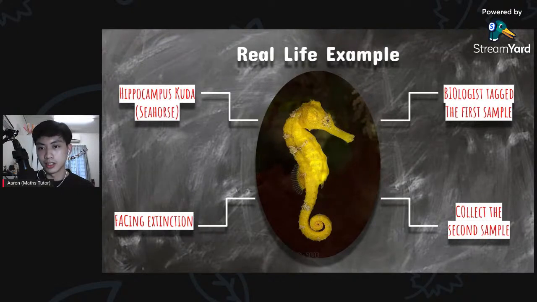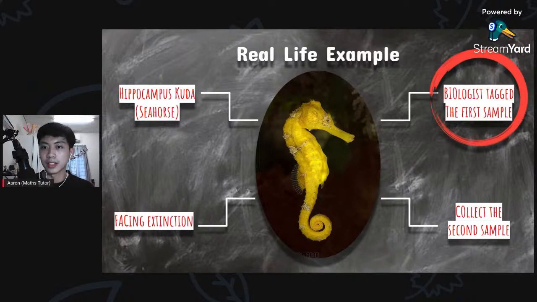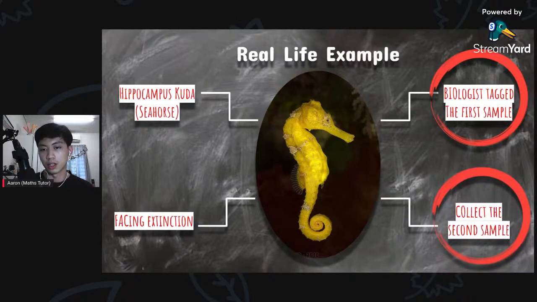So we are the biologists here, and the important thing is we need to tag the first sample. Tag as in maybe you put a tag, or you just label the seahorse if you catch it. Then the second thing, we collect it already, we tag it already, we need to put it back to the ocean. And then we need to collect the second time.